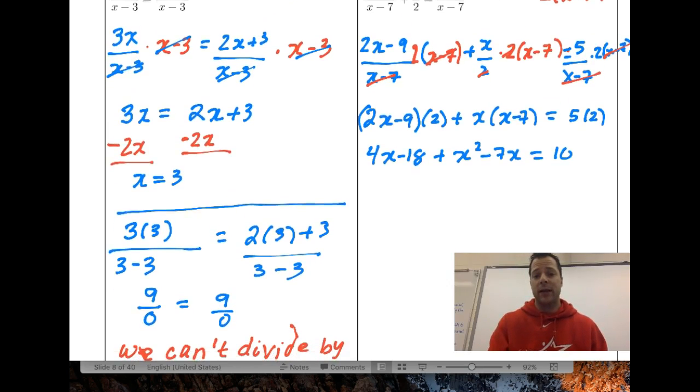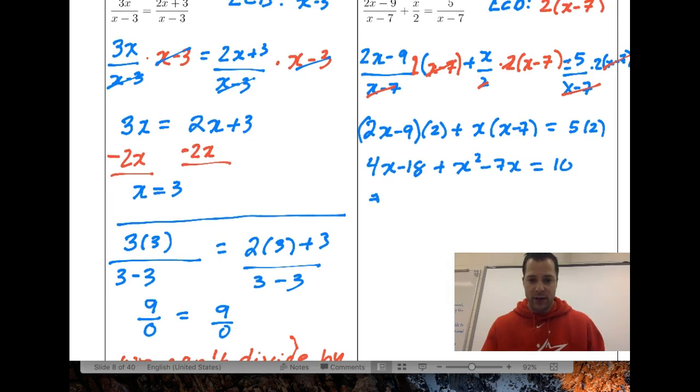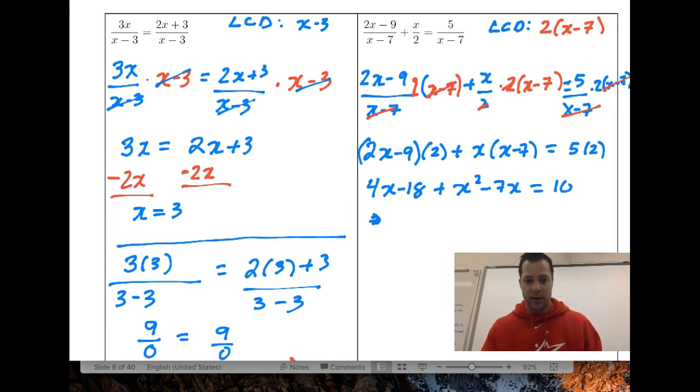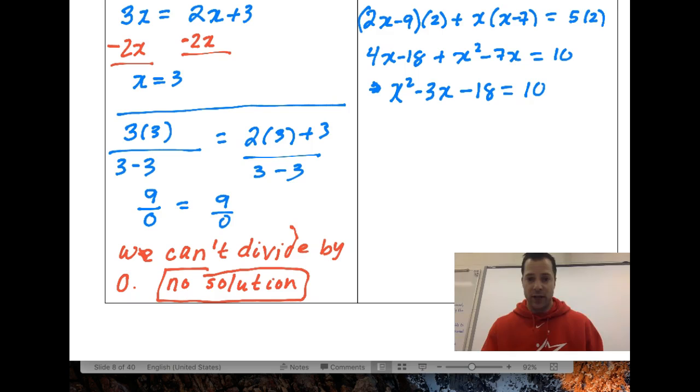So now we combine like terms, and I just have one x squared term here. We have 4x minus 7x, so that's minus 3x, minus 18 equals 10. And now what we're going to do is bring the 10 over. We're going to subtract 10 from both sides, so you get x squared minus 3x minus 28 equals 0. So you factor: two numbers that multiply to be negative 28 and add to be negative 3 give x minus 7, x plus 4 equals 0.